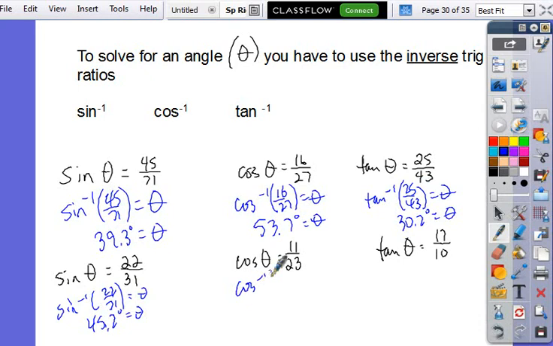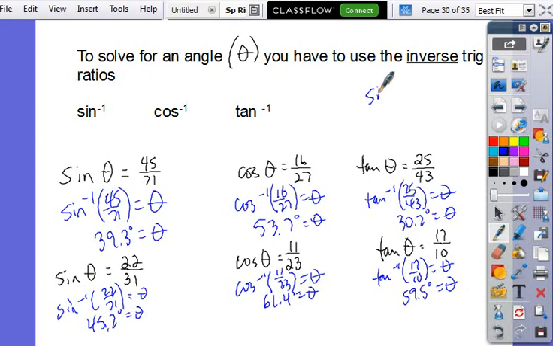Inverse cosine. 61.4. And then inverse tangent. 59.5. And if we look at something like sine of theta is 22 over 17, what happens? Error. That's going to be error because why? Big numbers on top. You're supposed to have opposite over hypotenuse. We should have the big number on the bottom for sine or cosine. If you ever do that, it's not going to work.